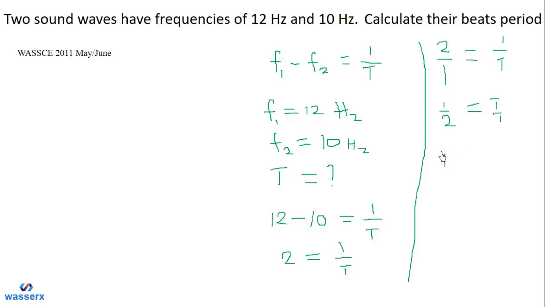So this implies that T is equal to 1 over 2, which is 0.5. Therefore, the beat period of the sound is 0.5.